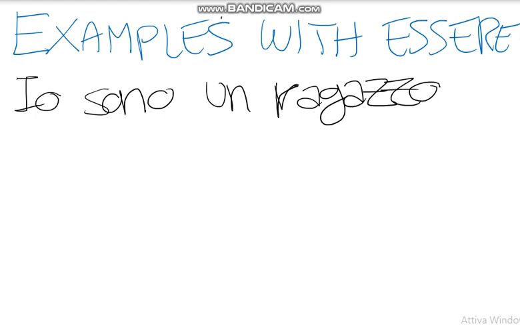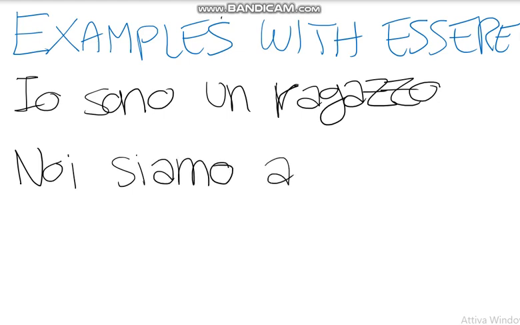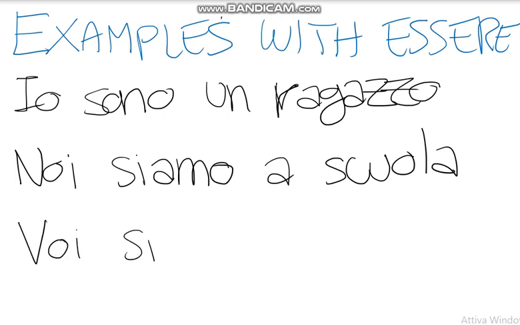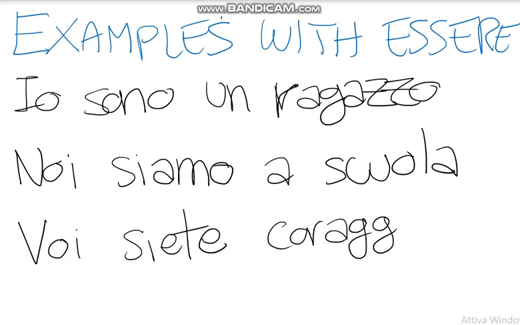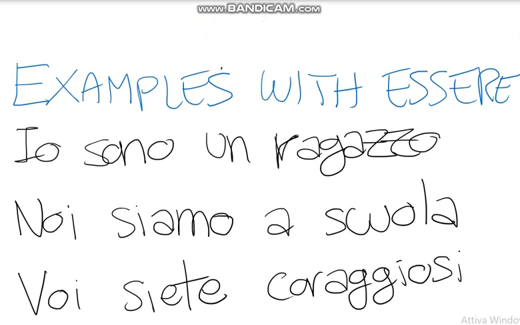Another example can be noi siamo a scuola. Noi siamo a scuola, which means we are at school. Or another example could be voi siete coraggiosi, which means you, plural, I'm talking to a group of people, you are brave.